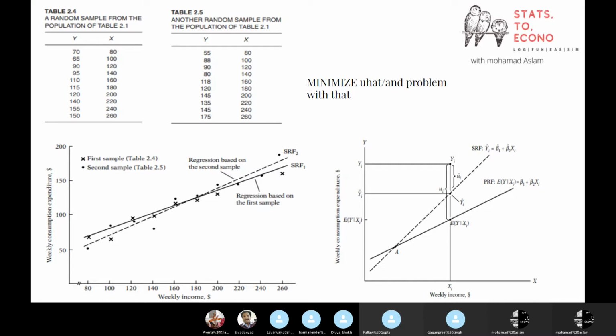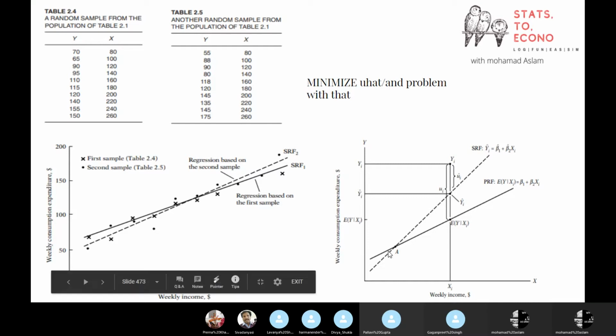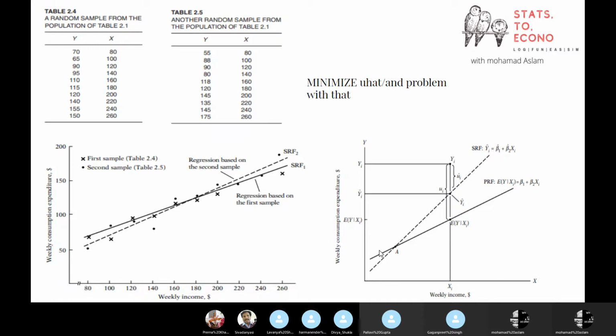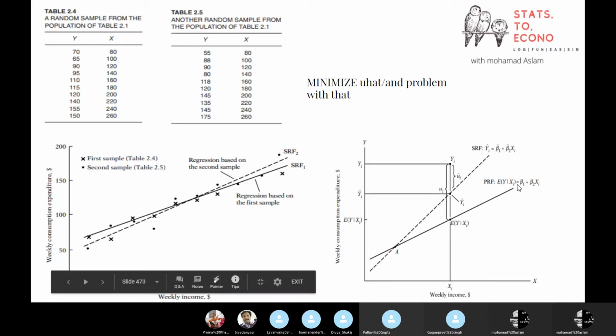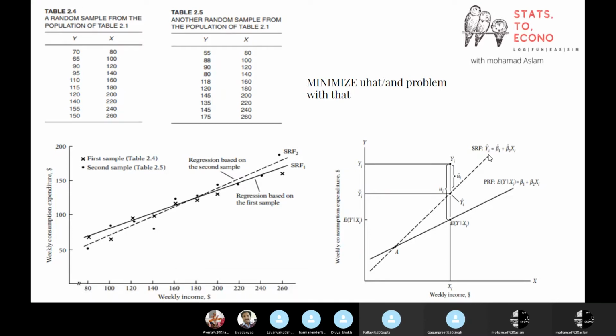The purpose is that we need this estimated regression line from the sample data to be representative of the population regression function. Let's suppose this is the actual population regression function. This is our estimated regression function, the sample regression function. For accurate forecasting and policy measures, what we actually want is that the SRF needs to be as near as possible to the PRF.